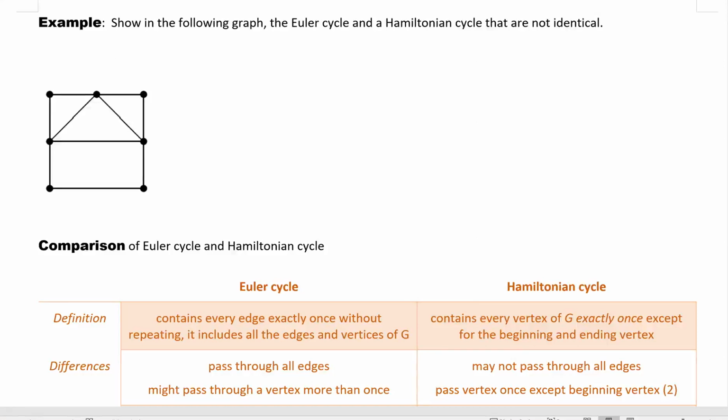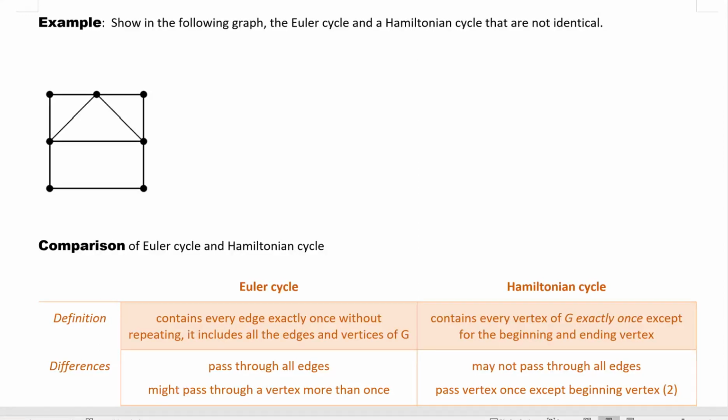Okay, remember Euler cycle means we pass through all the vertices and all the edges, but we visit each edge exactly once. Okay? And Hamiltonian cycles pass through all the vertices, but no repeated vertices, except the starting and the ending vertex. And the Hamiltonian cycle does not need to pass through all the edges. Okay, so first let's look at the Euler cycle.